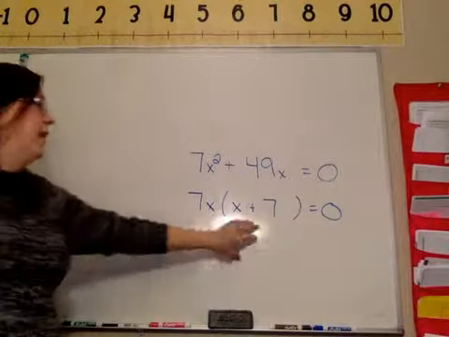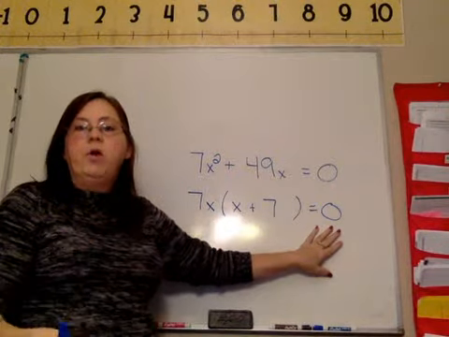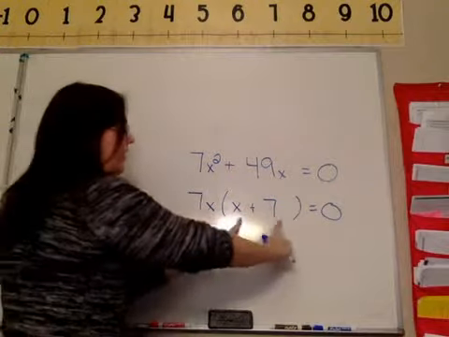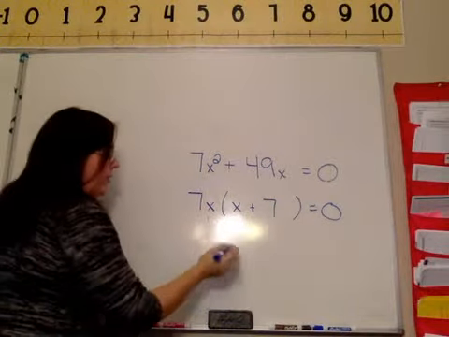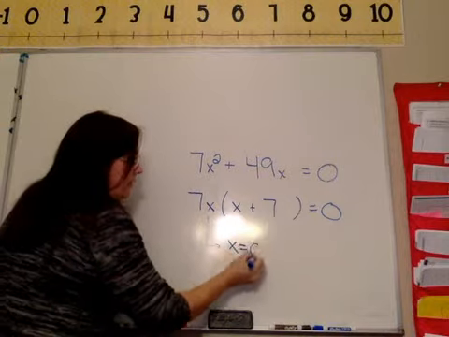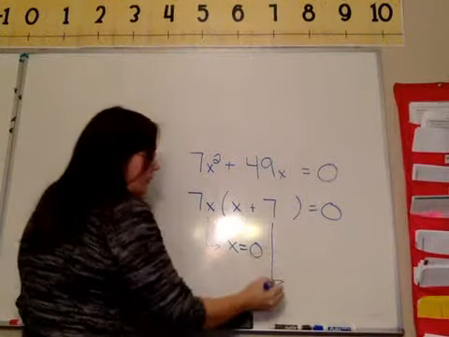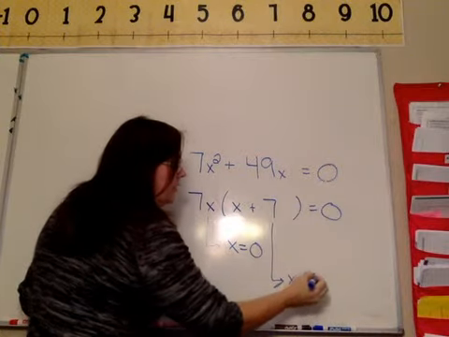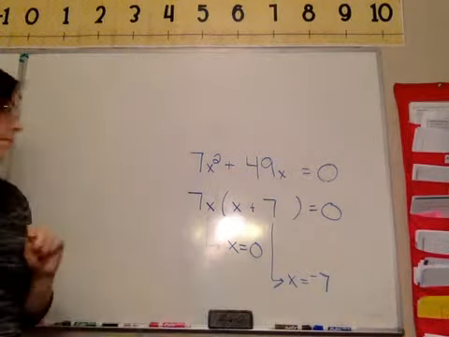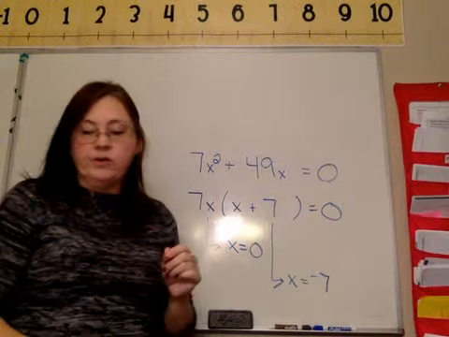This is something times something equals 0. Again, we know that in order to get 0 as a product, either this factor or this factor must be 0. If this one's going to be 0, then x must be 0. And if inside the parentheses is going to be 0, then we need a negative 7 to get that. Okay? So that's just how that works.